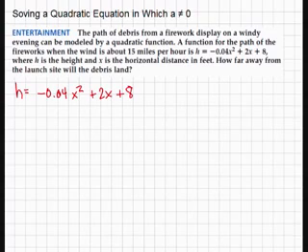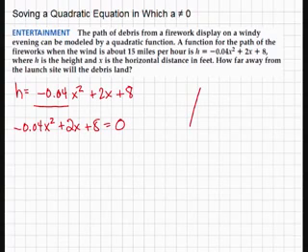So here's our equation, and we see that the coefficient of x squared is negative 0.04. So first of all, we want to find the solution when the debris hits land, which means that the height will be 0. So again, we're going to let h equal 0 in this equation. So let's set that up. Negative 0.04x squared plus 2x plus 8 is equal to 0. And that's the equation we need to solve.